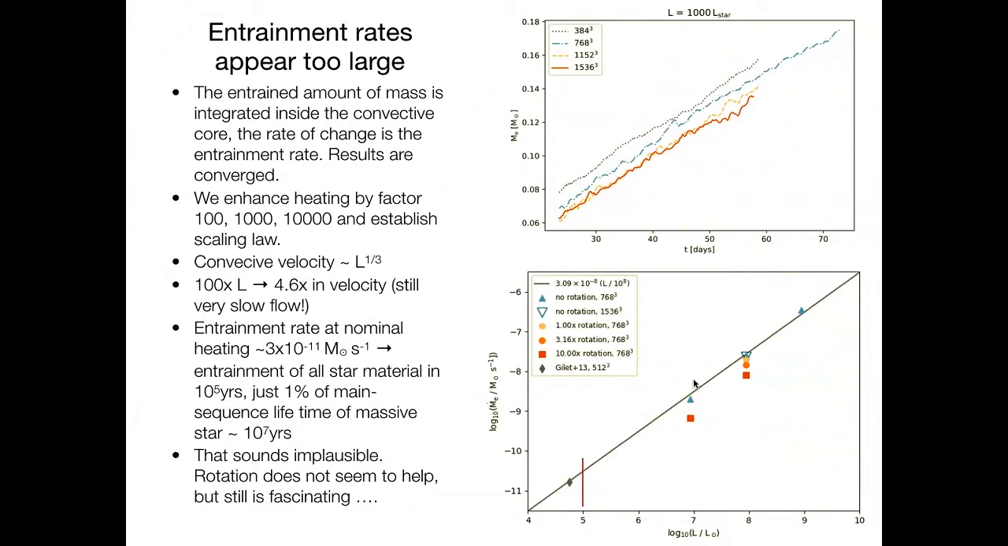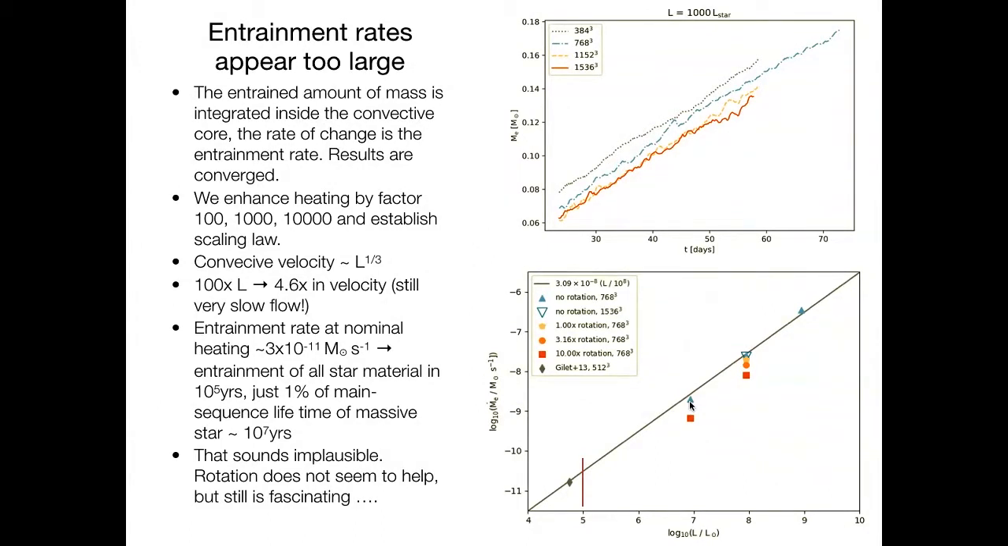What is interesting is that what we typically do in these simulations is increase the luminosity by typically a factor of 100 compared to the nominal heating. We do that so that the flow is not quite as slow. Because we're doing these explicit gas dynamic simulations, we're limited by the Courant-Friedrichs-Lewy condition. We have to follow the sound speeds, which is something that we want to do to get all of these perturbations in the stable layers as well.